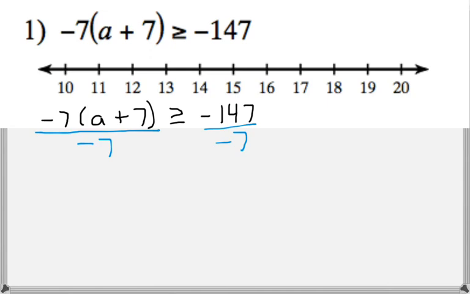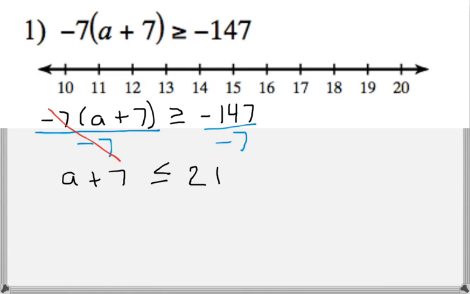So over here on the left, our negative 7s are going to cancel, which is going to leave us with our a plus 7. And when we think about our inequality, the only time we change our inequality is if we multiply or divide by a negative number. Did we do that? Yes, we divided by a negative 7, so our inequality needs to change the direction that it's facing. And then that negative 147 divided by negative 7 gives us a 21.